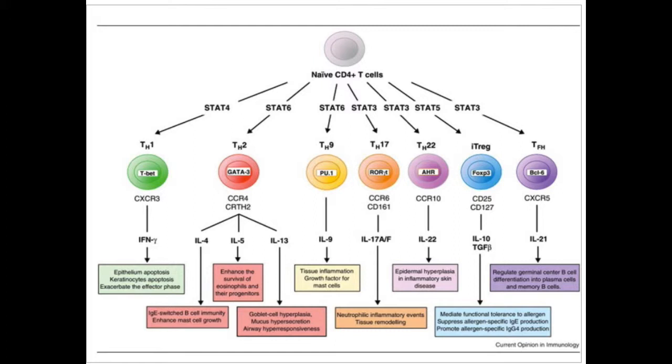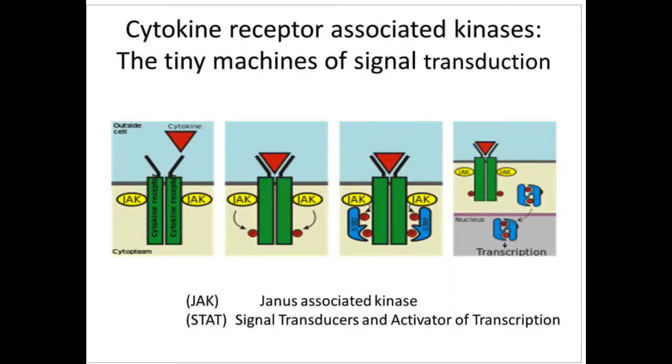So you've got all these cells making a lot of cytokines, and the sort of things they do: you enhance the survival of eosinophils and progenitors, you get IgE, B cell immunity, and so on. But the interesting thing here is all these cells come basically from supposedly a single primordial T cell, and how do you get this incredible range of activities? One idea that is current is that this all depends on the presence of cytokine receptor associated kinases within the cell, which some people call the tiny machines of signal transduction.